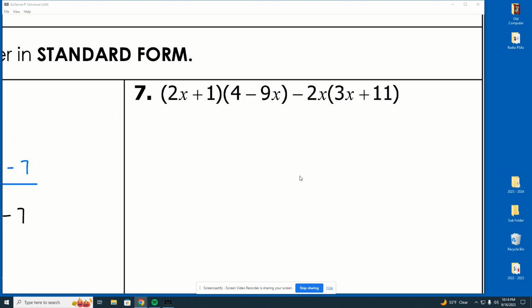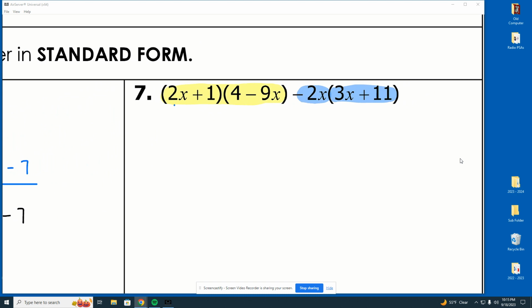Now again, this has got a little bit more going on. See, look, this is 2x plus 1 times 4 minus 9x. But then you're also subtracting 2x times 3x plus 11. So let's do some multiplication, and then in the end we'll do some combining like terms. So let's start right here with this yellow portion. Let's take 2x plus 1 and multiply by 4 minus 9x.